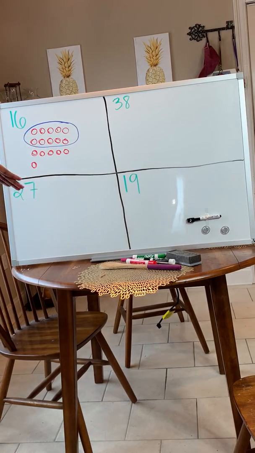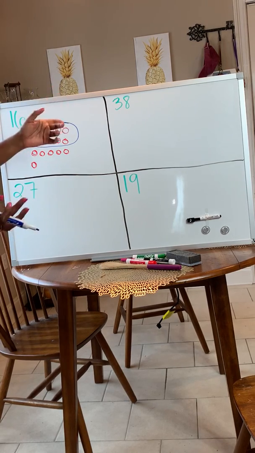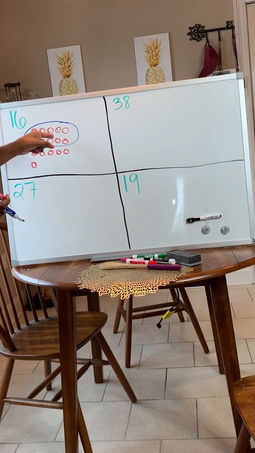Okay, so let's see how many dots are left. 1, 2, 3, 4, 5, 6. So that's not enough dots to make another set of 10. So right now we have 1 set of 10. And how many 1s do we have? I want you to count those and figure it out. Okay, we have 1, 2, 3, 4, 5, 6 1s left.